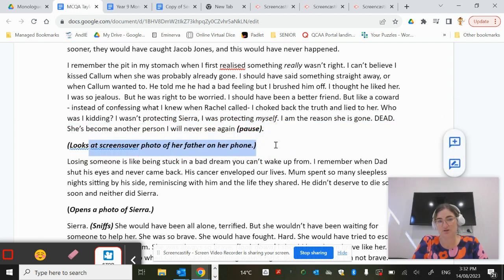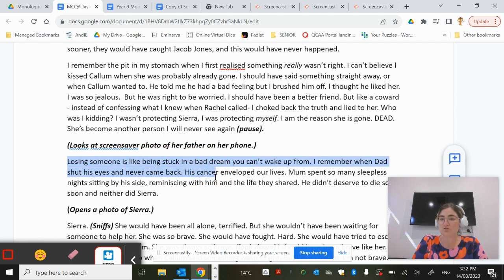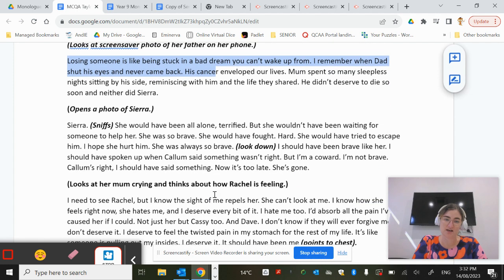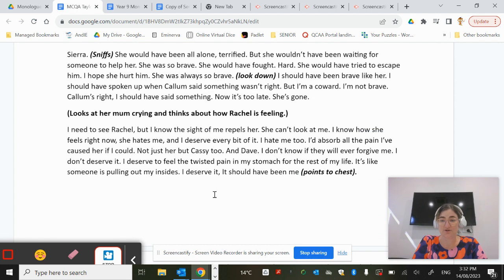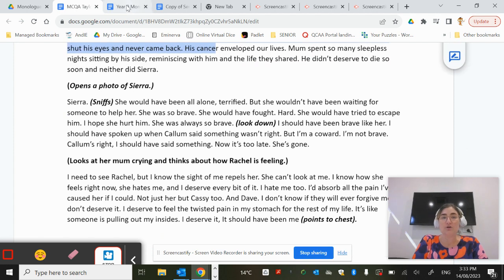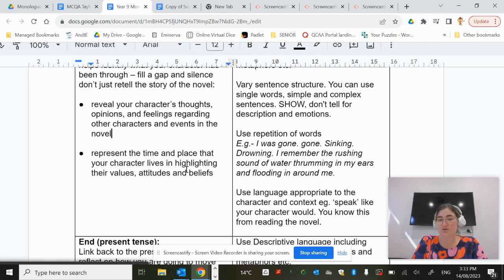Then the action, she looks at a screensaver photo of her dad, and then she reflects on losing her dad. And that's the purpose of this monologue. She reflects on losing her best friend and losing her dad. Okay, and then also losing Rachel. In your monologue, you would reflect on two, maybe three things that you want to remember that are important to your character and obviously related to what the purpose of your monologue is.